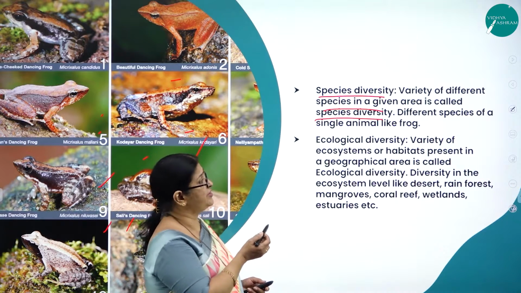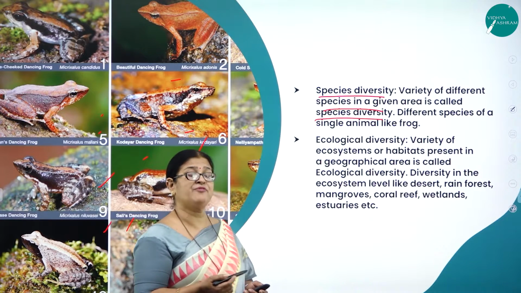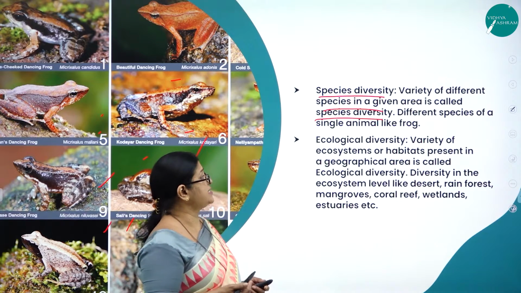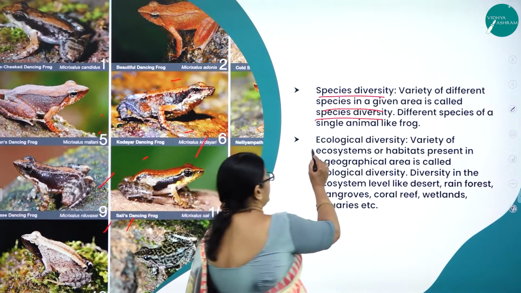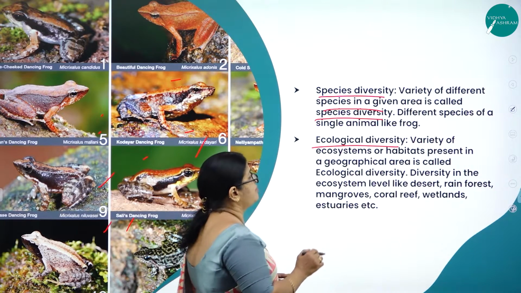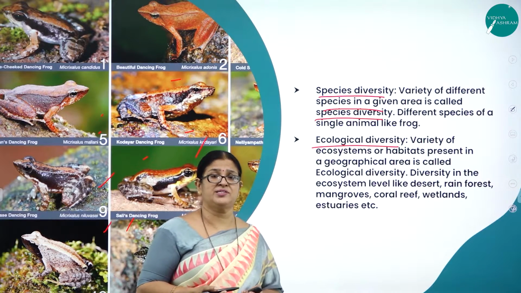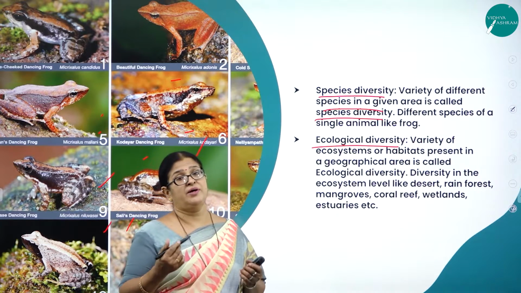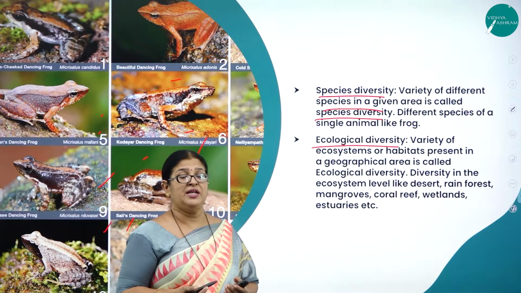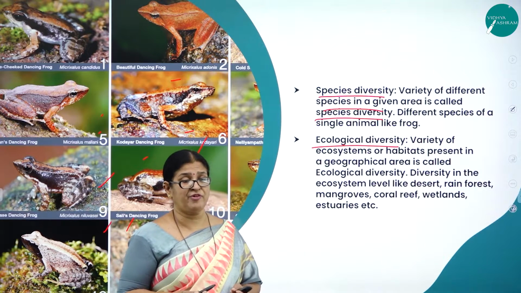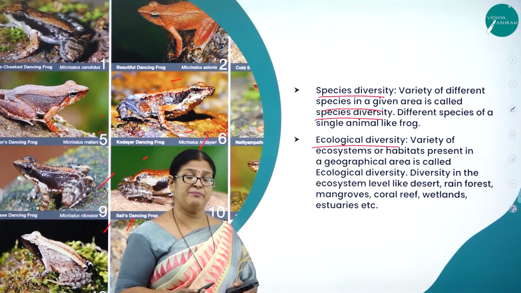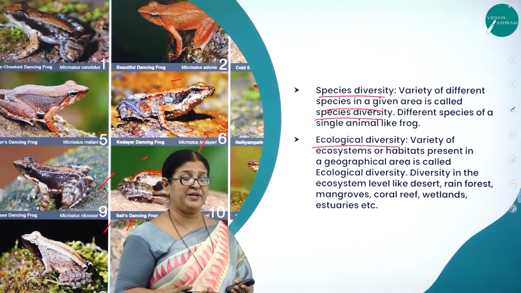For example, different species of a single animal like frog, which is found in Western Ghats. Then we're moving on to the ecological diversity. So, variety of ecosystems. I think all of us know there are different types of habitats. Like we have the desert ecosystem, rainforest, wetlands, alpine meadows. All those are different habitats.